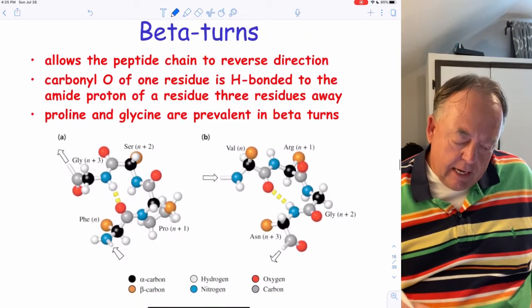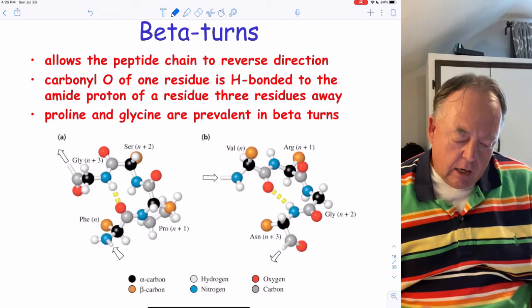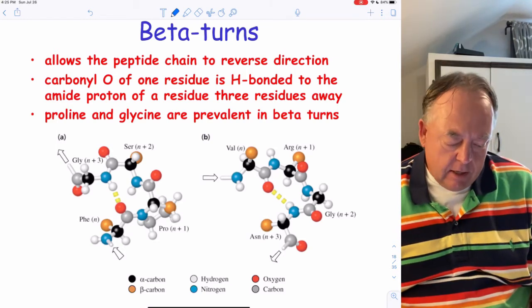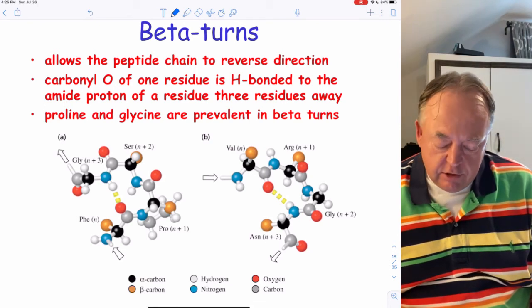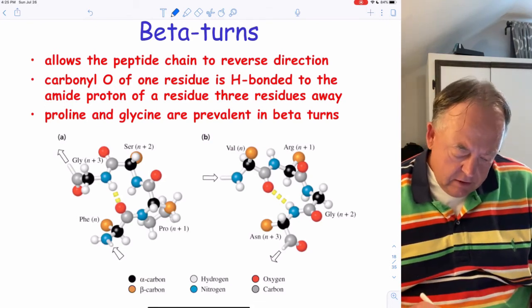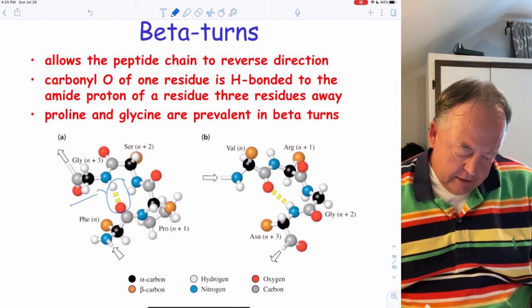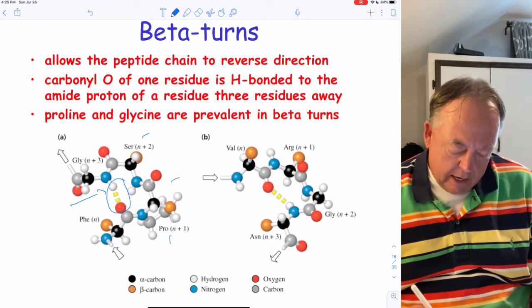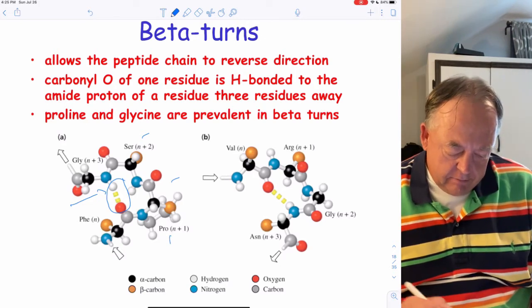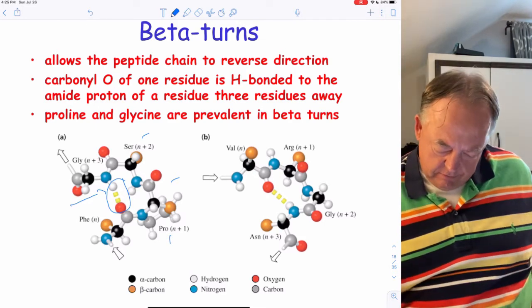So beta turns allow the peptide chain to reverse direction. So the carbonyl oxygen of one residue is hydrogen bonded to an amide proton of a residue three residues away. So that's illustrated here. So that would be the NH, and then if you go 1, 2, 3 amino acids away, then that NH is hydrogen bonded to a C double bond O, and that's what causes the turn.